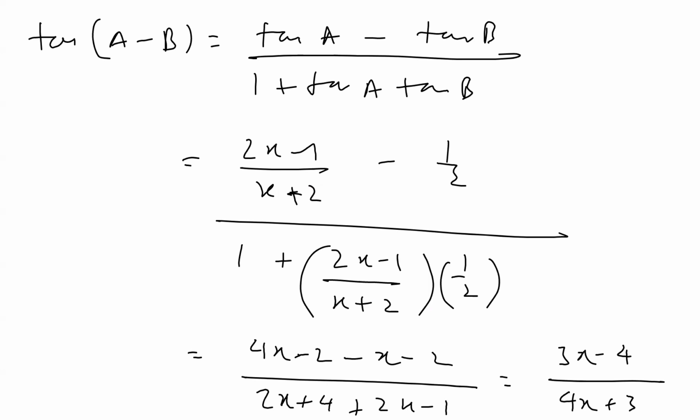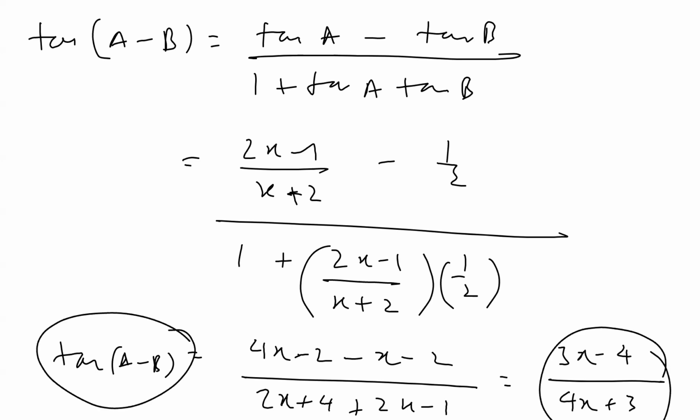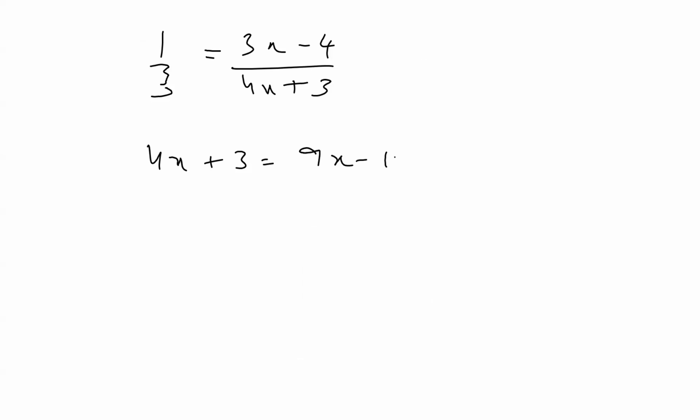Okay. So that's the value of tan A minus B. Now they are saying tan A minus B is equal to 1 by 3. So now this part we have proved. We have got tan A minus B. They were asking us to calculate tan A minus B in terms of x. That we have done. Okay. Now tan A minus B is 1 by 3. So this will be equated to 1 by 3. 1 by 3 is equal to 3x minus 4 upon 4x plus 3. So 4x plus 3 is equal to 9x minus 12. 15 is equal to 5x, x is equal to 3.